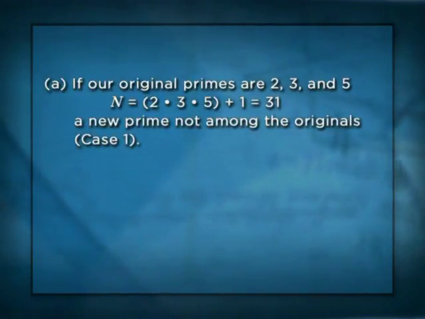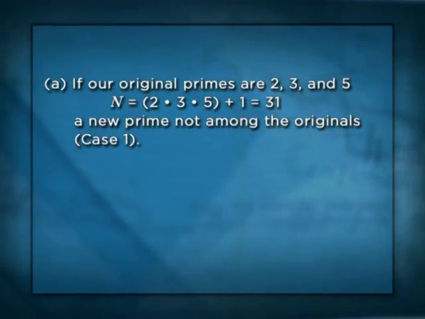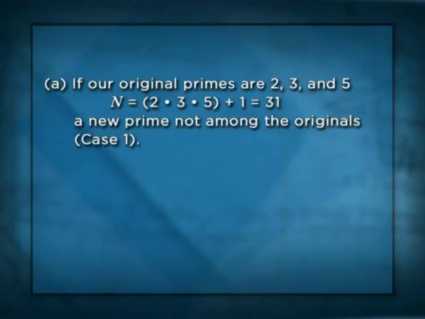And it's way bigger than the 2 and the 3 and the 5. That's what case 1 was about. You've created a new prime, 31, not among the originals, 2, 3, and 5, as in case 1, because their product plus 1 was a prime.